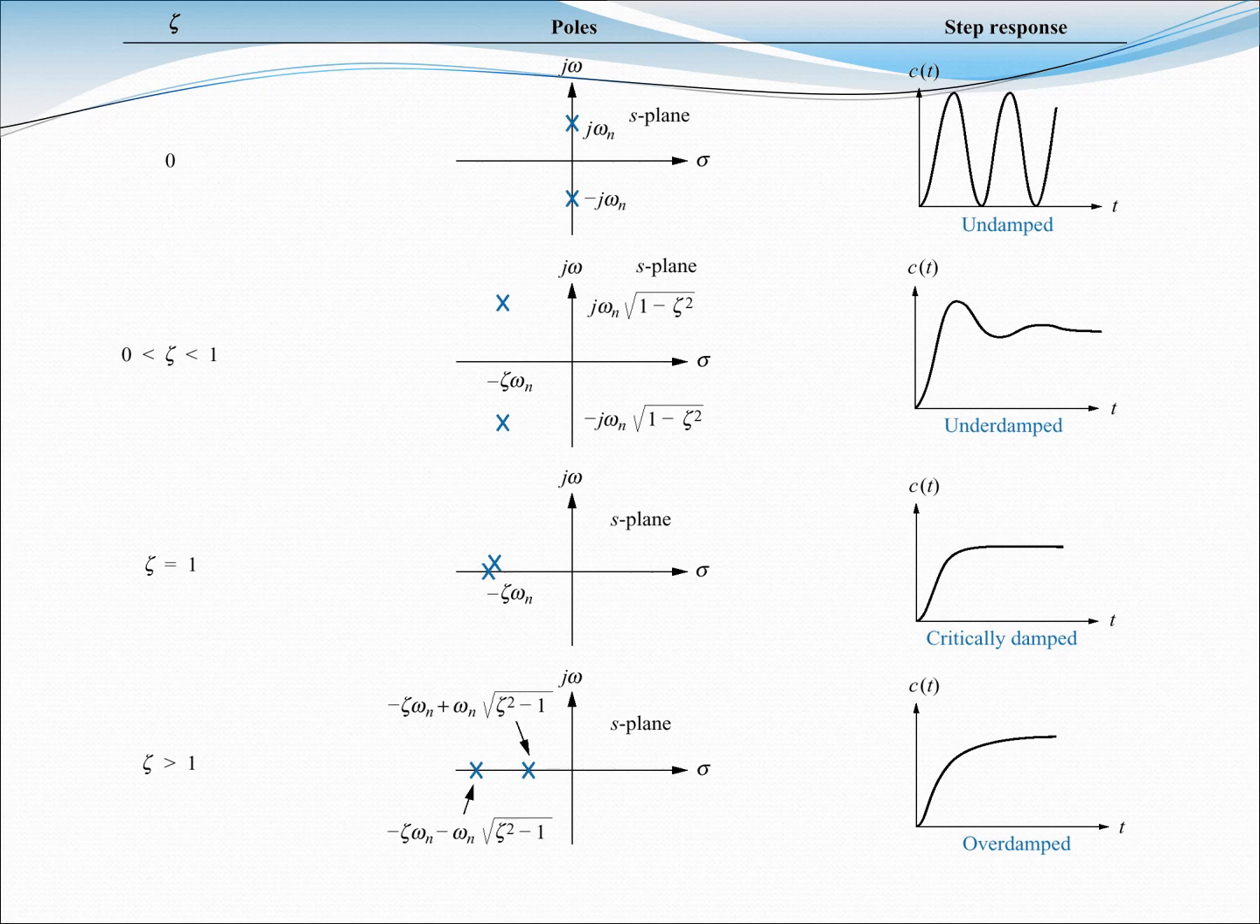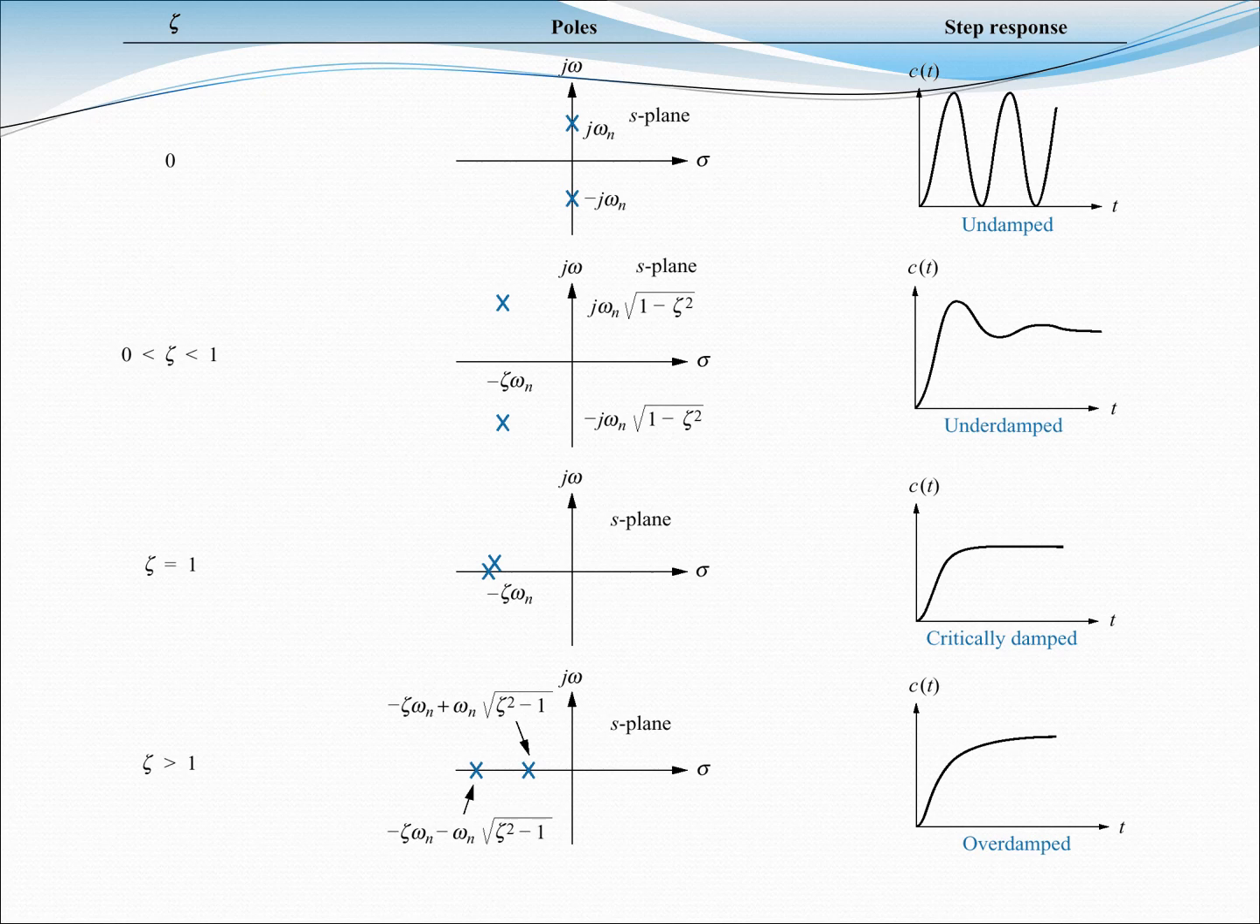The first row, when zeta equals 0, we get poles on the imaginary axis. You can prove this using the characteristic equation, where you solve it and get two imaginary poles. This we call the undamped response.